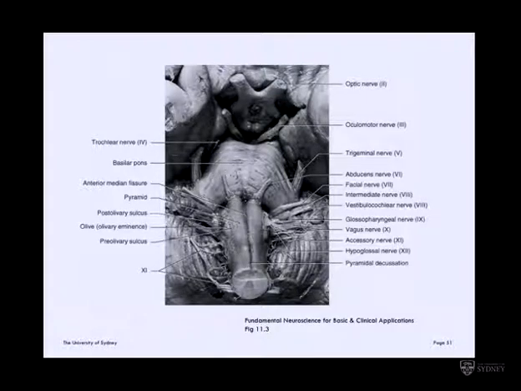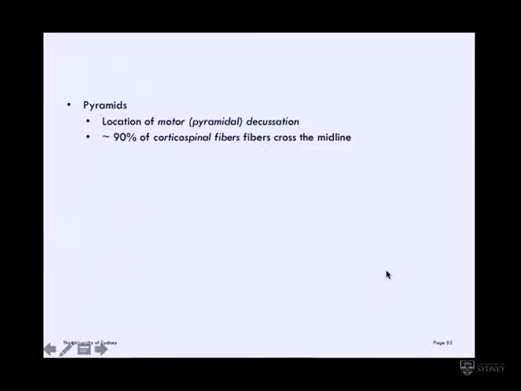Okay? And then here, on either side of the pyramids, are the olives. You can't actually see that. That's underneath there. There's the olive right there. Note this region here that says pyramidal decussation. We'll talk about this shortly. Talk about it now.